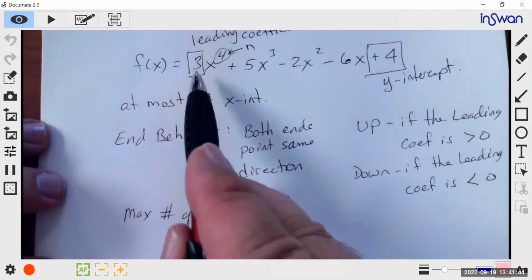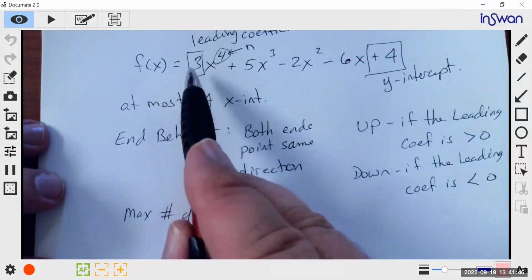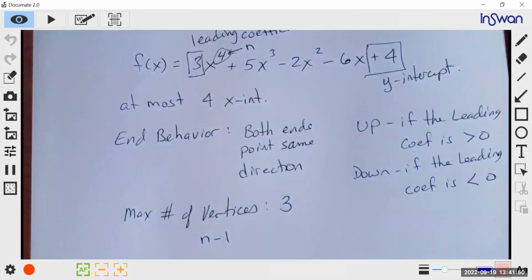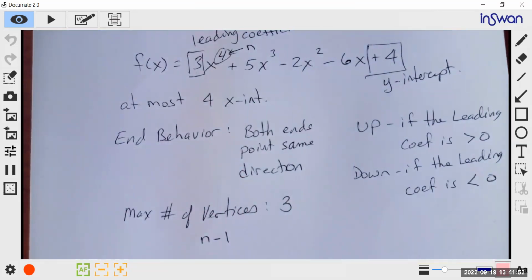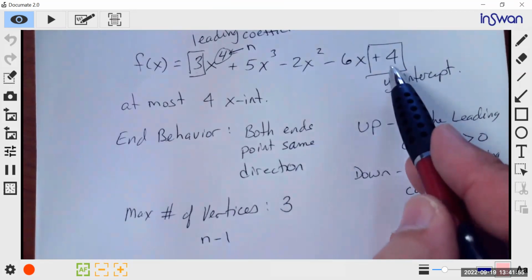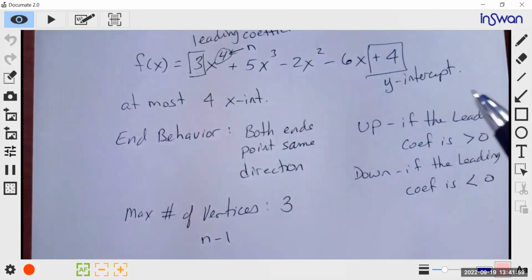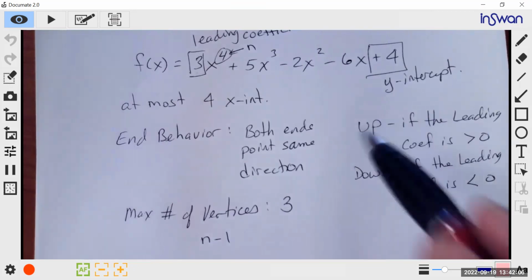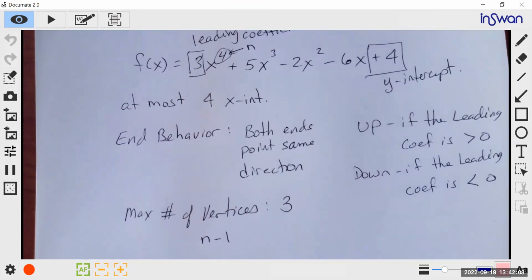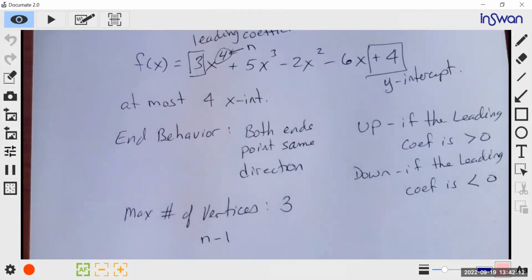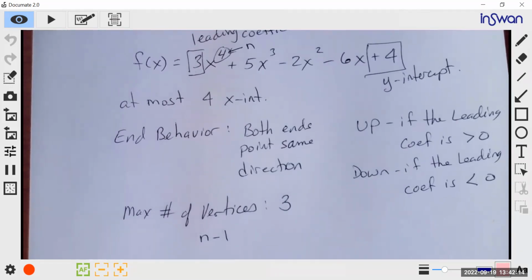So because the leading coefficient is positive and it's an even degree, we know that both ends have to point in the same direction. They're both pointing up. And we know it has to cross the y-axis at 4. The rest of the stuff has to be calculated out. And that's what you're going to do in chapter 4. You're going to find me the equation. You're going to find me all the x-intercepts. You're going to find me the vertices. You're going to find me everything about it in chapter 4.